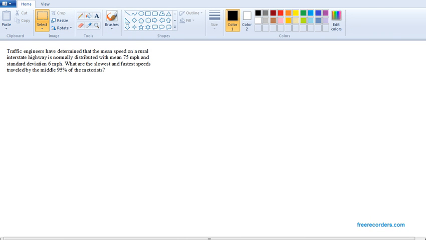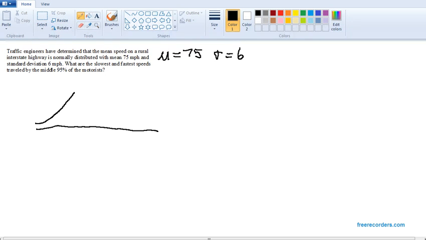Traffic engineers have determined that the mean speed on a rural interstate highway is normally distributed with a mean of 75 miles per hour and a standard deviation of 6 miles per hour. What are the slowest and fastest speeds traveled by the middle 95% of the motorists?